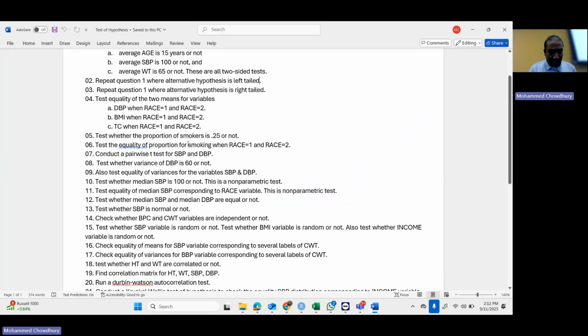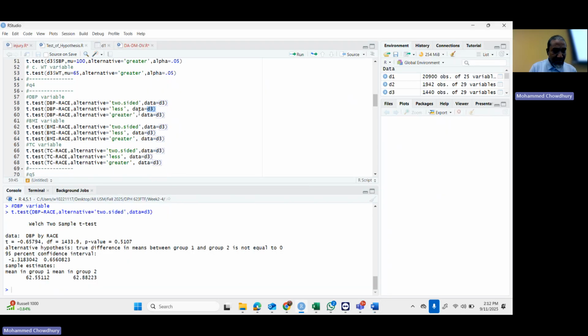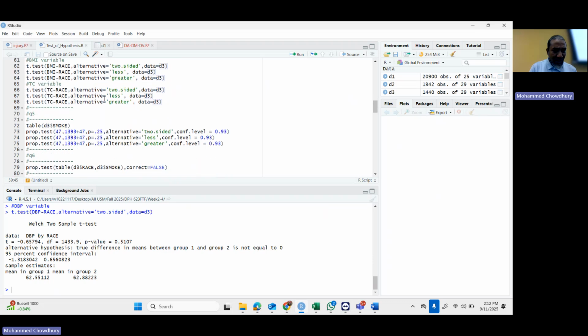Now come to question number 4. Test whether the proportion of smokers is 0.25 or not. Proportion of smoker. These are the same thing, so I'm not going there. Proportion of the smokers are the same.